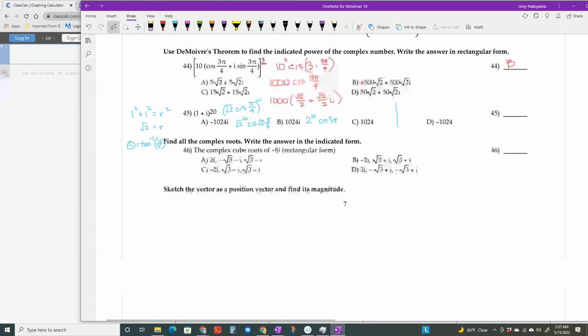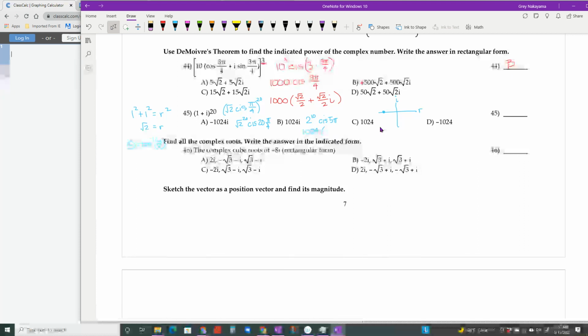Well, 5 pi is right here. So is that your real axis or your imaginary axis? It is pi, which has the coordinates, that's probably easier for y'all. So 1024 times -1, 0. -1, 0 i is really what we're thinking. So what's the answer? And it's D.